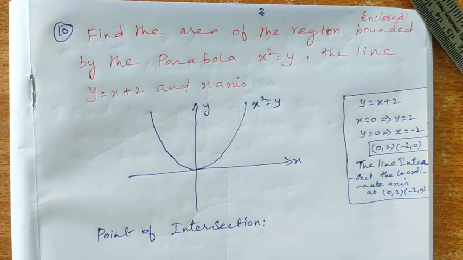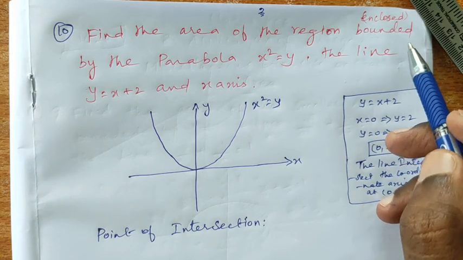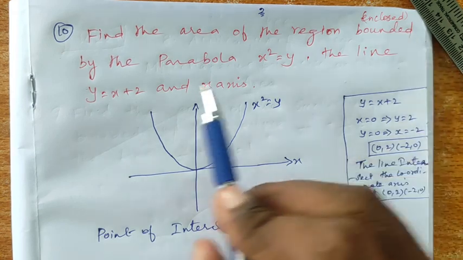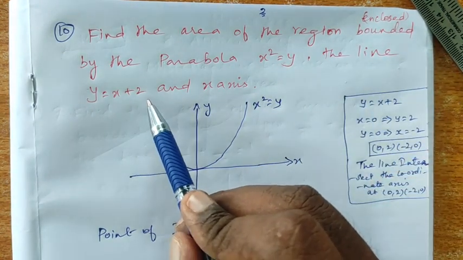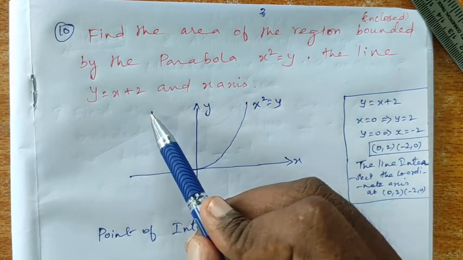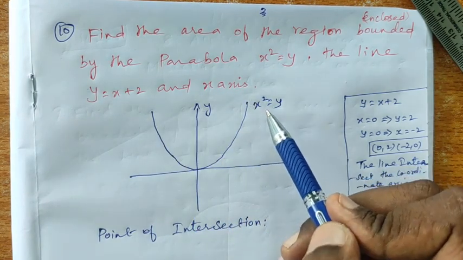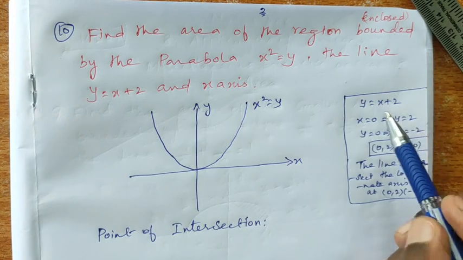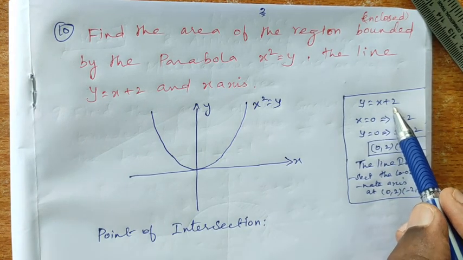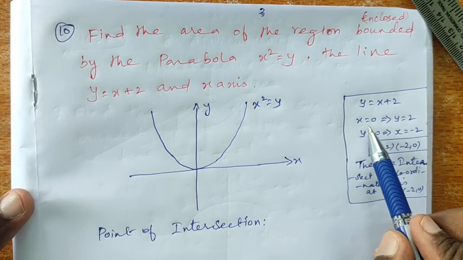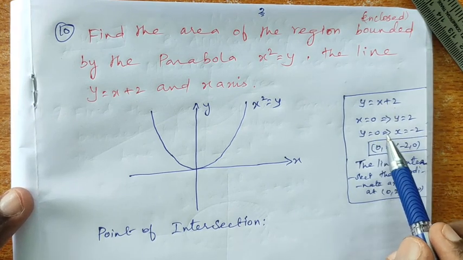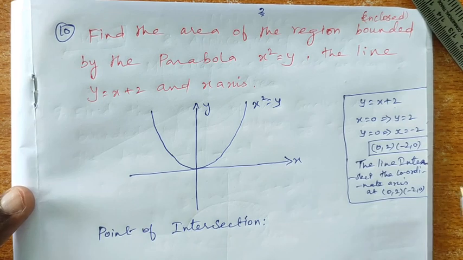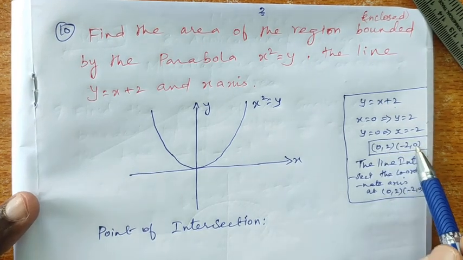So next problem, find the area of the region bounded or enclosed by the parabola x square is equal to y, the line y is equal to x plus 2 and x axis. So the given parabola opens upward, x square is equal to y. The given line is y is equal to x plus 2. So substitute x is equal to 0, you get y is equal to 2. Substitute y is equal to 0 in the line, you get x is equal to minus 2. Therefore 0, 2 and minus 2, 0.